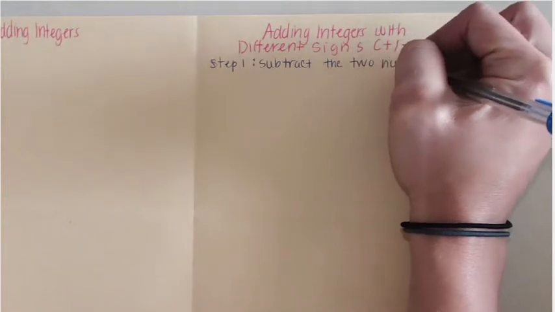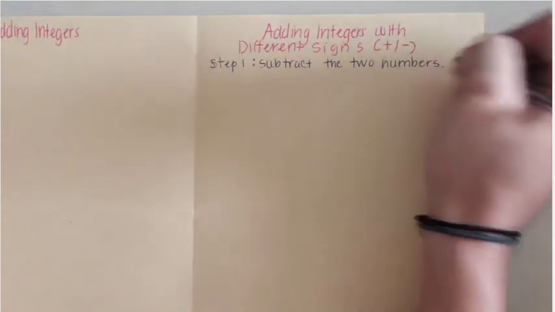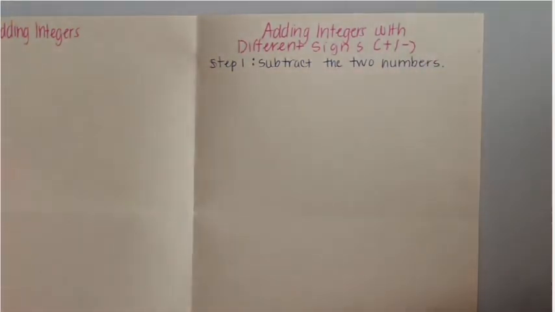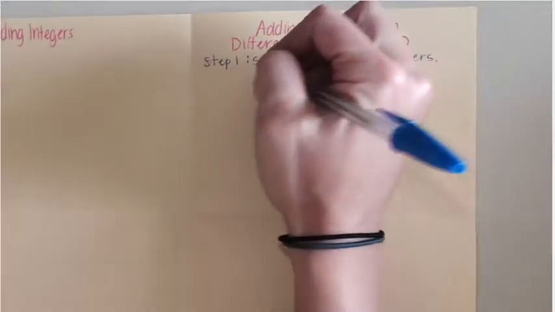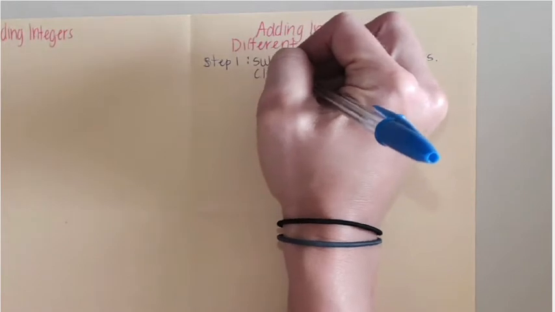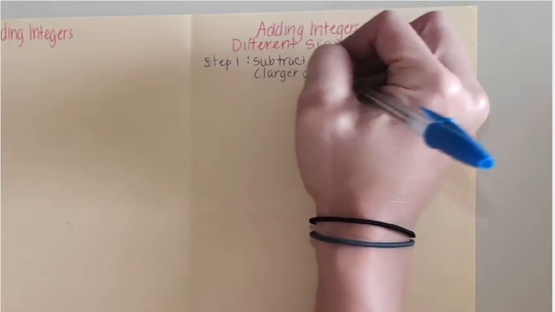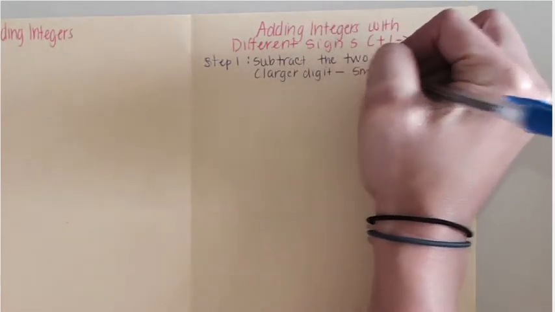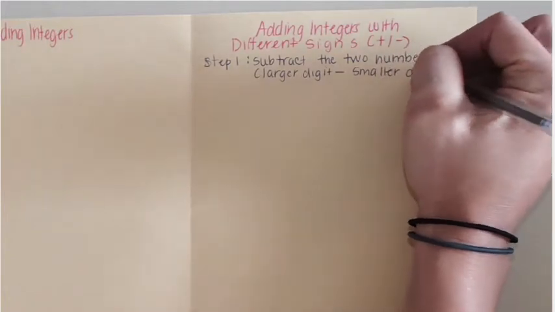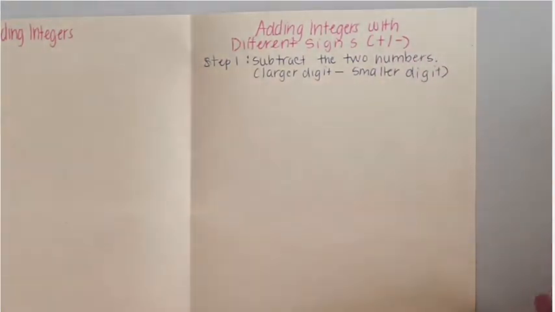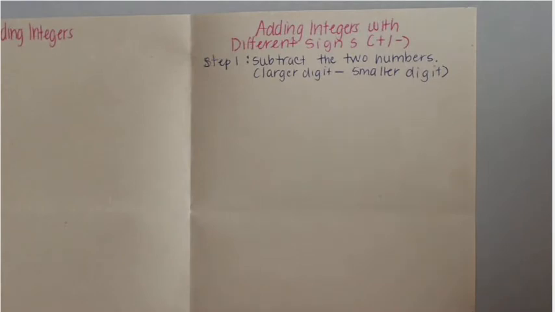Now remember, when we're dealing with negatives, negatives mean the opposite of. So really, when you're adding, you're going to do the opposite of it, and you're going to subtract. Okay? And in this case, it's going to be the larger digit minus the smaller digit. Okay? It doesn't matter. Don't compare this negative's bigger, this negative's smaller. It's just forget the sign and do larger digit minus smaller digit.